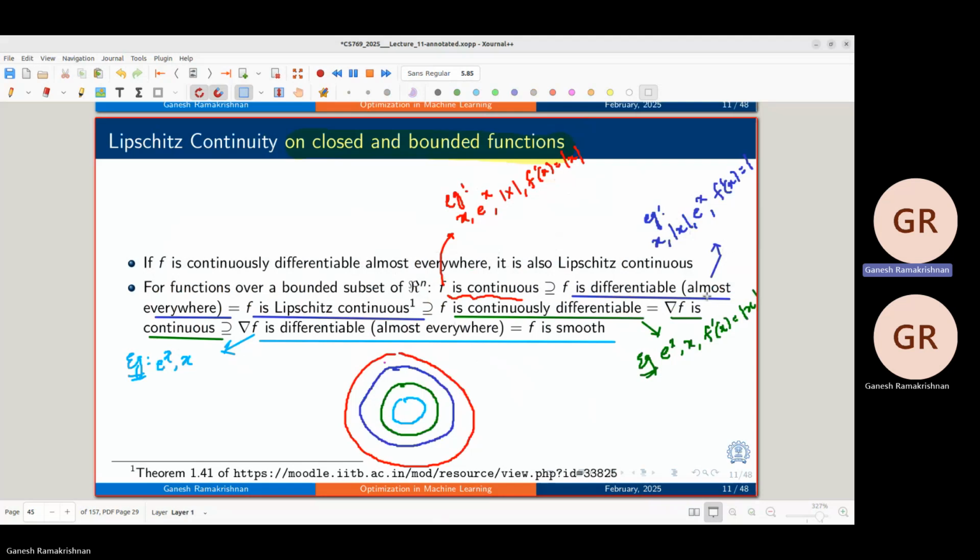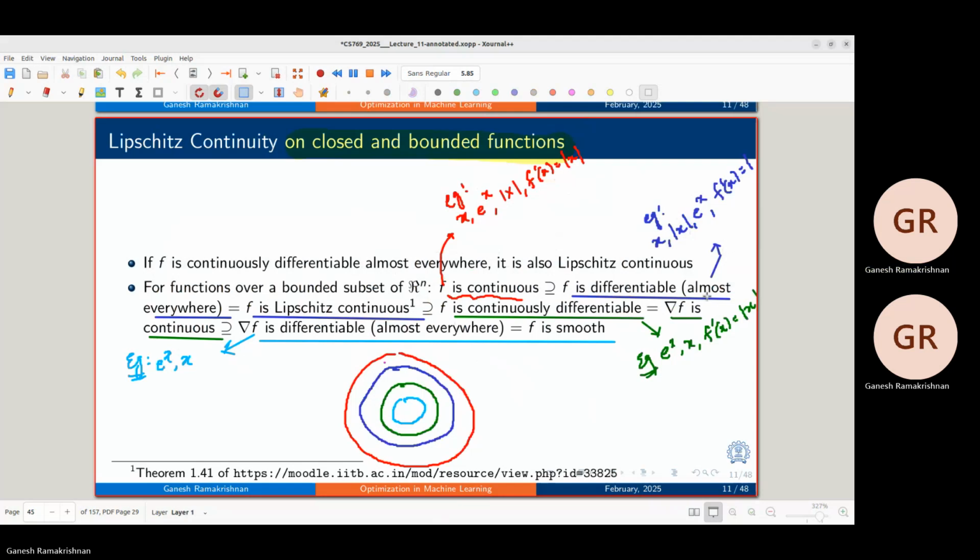Okay, so Lipschitz continuity is a subset of continuous f, which means there exist continuous functions which are not Lipschitz continuous. Okay, that's the first one.